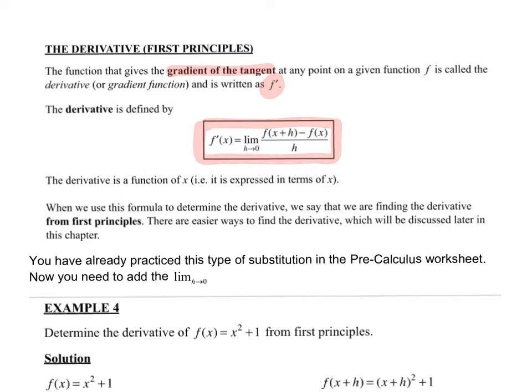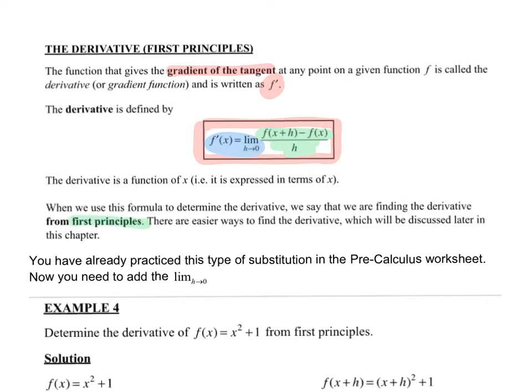So the first principles is the fact that we are using the derivative, the gradient, as your h value is getting smaller and smaller and smaller. The distance between your two x values is getting smaller until you end up with one single point. There are not two separate points, they land on top of each other. And then using your average gradient formula that you've worked with. Right, so when we use the formula, we are finding the derivative from first principles.